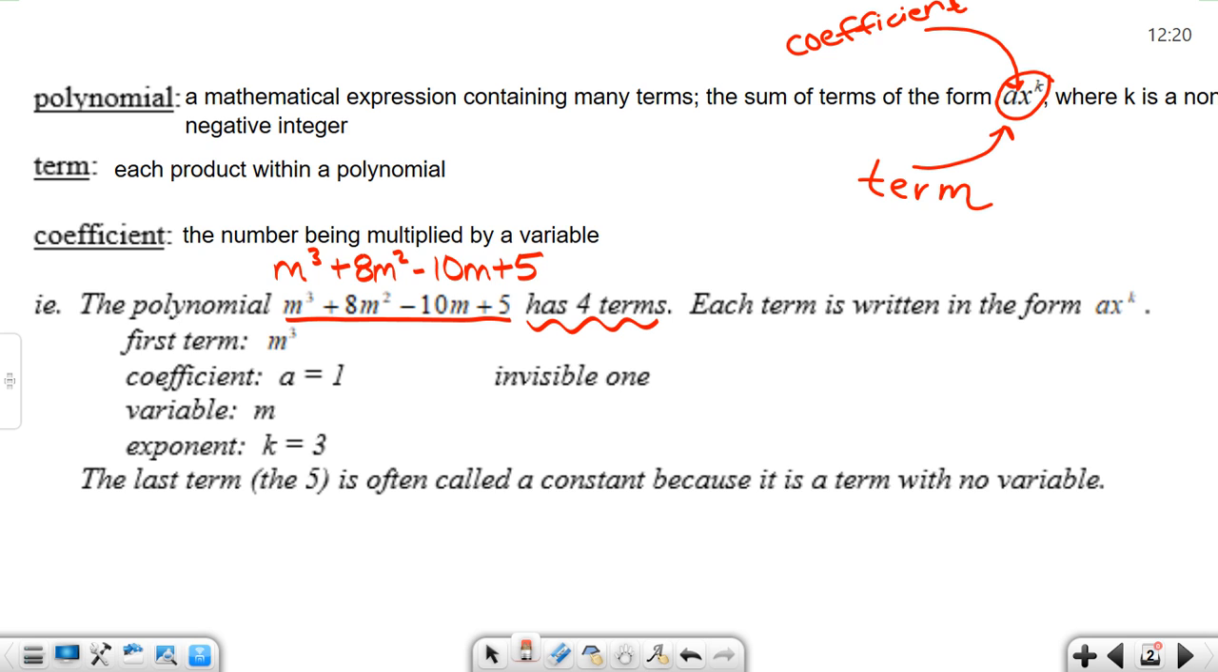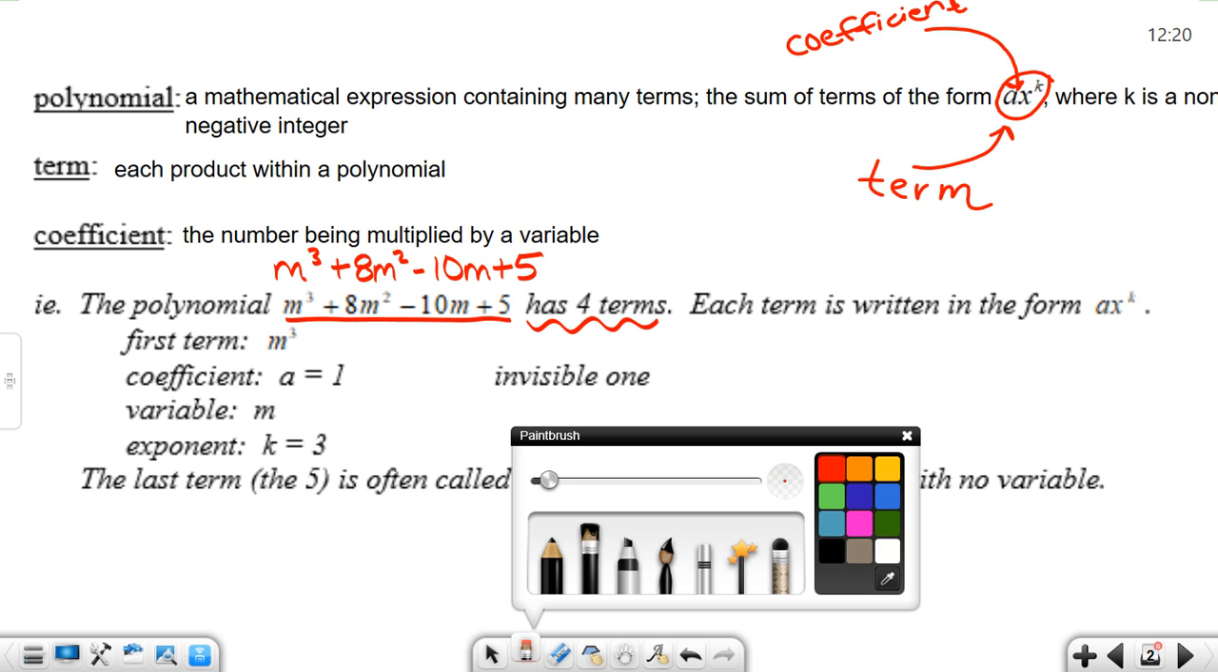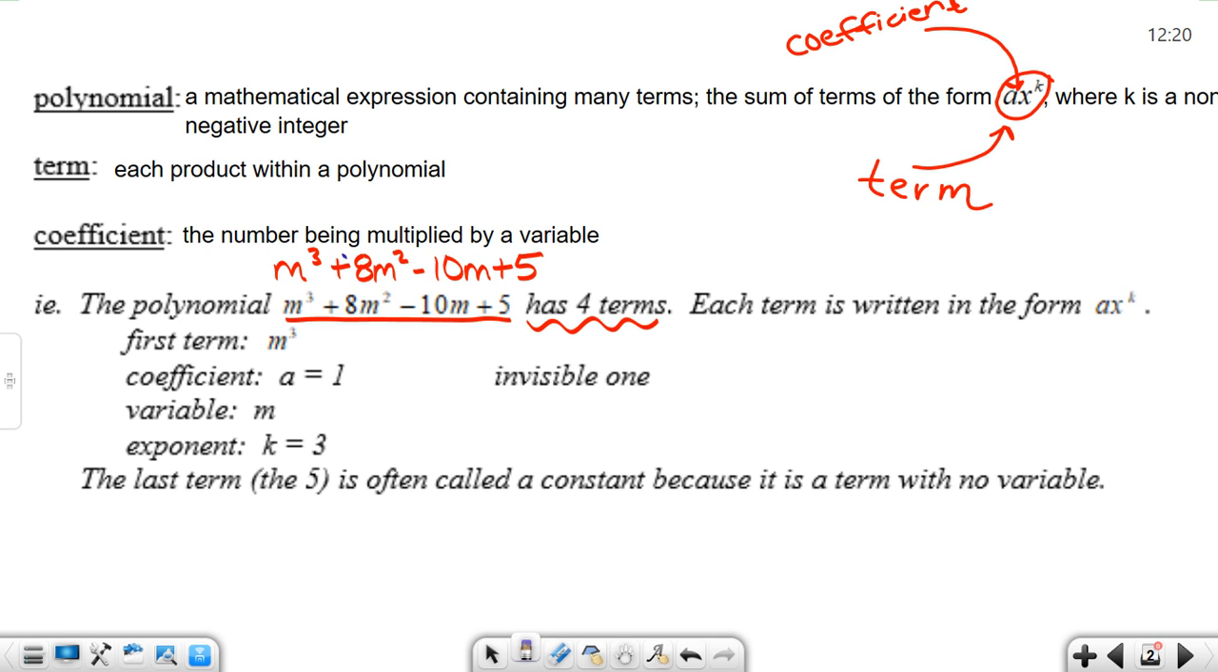Now, it's actually quite easy to identify the terms because terms are always separated by addition and subtraction. So if we look through our polynomial, we can see there's an addition here, subtraction, and addition. So if there's 3 operations there, there's going to be 4 terms because what those do is they separate each individual term. And each term is written in the form ax to the k power.